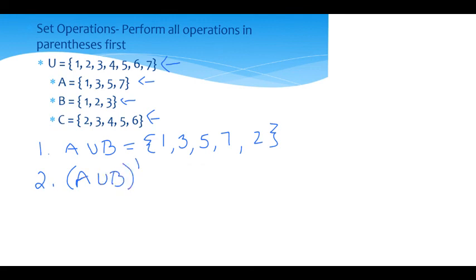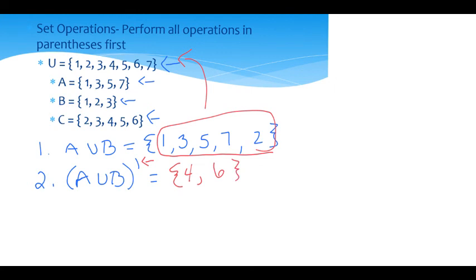Okay, remember, this apostrophe right here means the complement. Because there are parentheses around the A union B, really what they're looking for here is the complement to the union between A and B. So for that, we have to take a look at this set and then go up to the universal set, and see what is listed in the universal set that's not in the union between A and B. So 1, 2, and 3 are all listed. 4 is not. 5 and 7 are there, but 6 is not. So the complement to the union between A and B is 4 and 6.